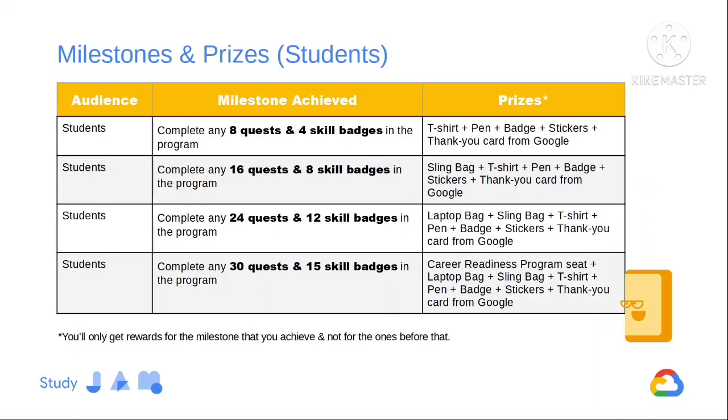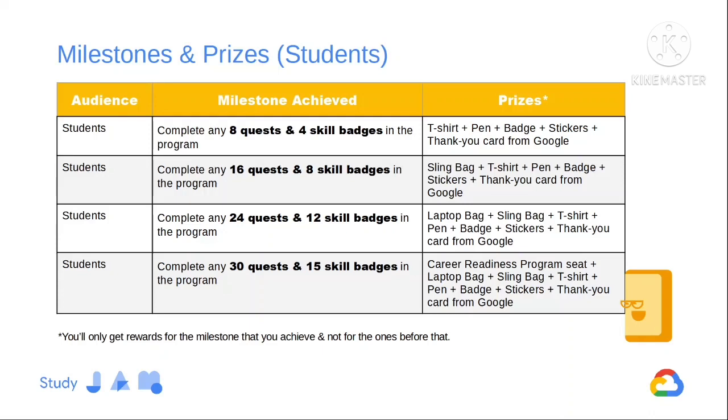Now, a brief introduction of the milestones. You need to complete at least 8 quests and 4 skill badges to get t-shirt, pen, badge, stickers, and a thank you card from Google. If you want some more, then you need to complete 16 quests, 8 skill badges, then you get a sling bag along with t-shirt, pen, badge, stickers, thank you card from Google. Then you need to complete 24 quests and 12 skill badges to get laptop bag, sling bag, t-shirt, pen, badge, stickers, thank you card from Google.